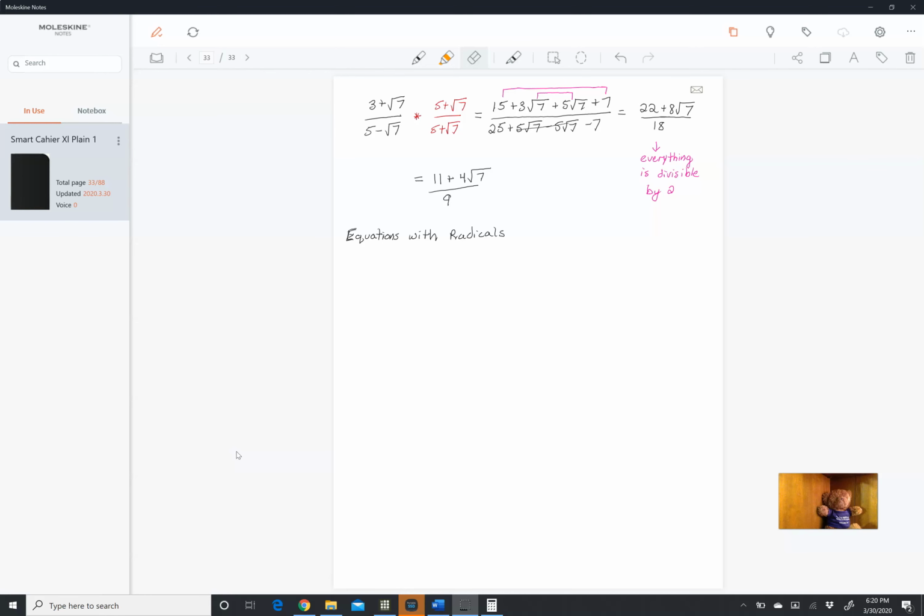Okay, so let's take a simple equation like square root of x minus 3 is equal to 4. And the idea here is we want to solve for x. And that's true for any equation with a radical. Our goal, it's really true for any equation, right? That our goal is always to solve for our variable. And in this case, it's x.